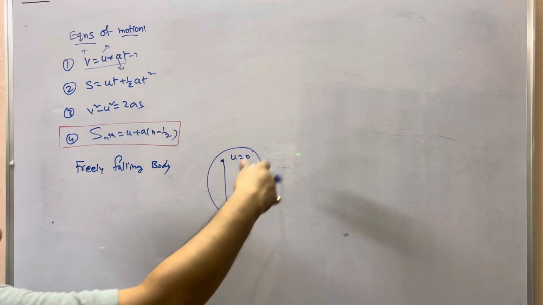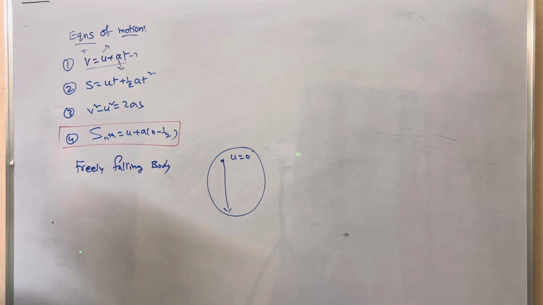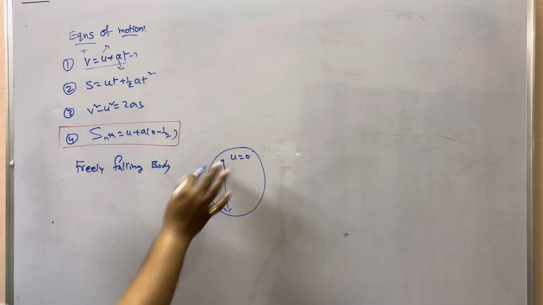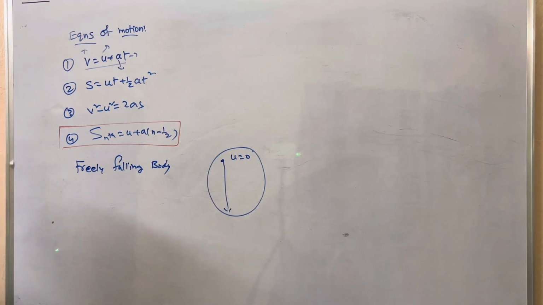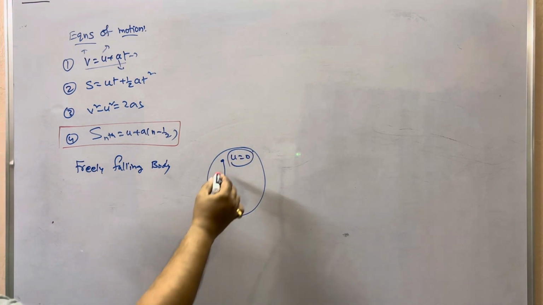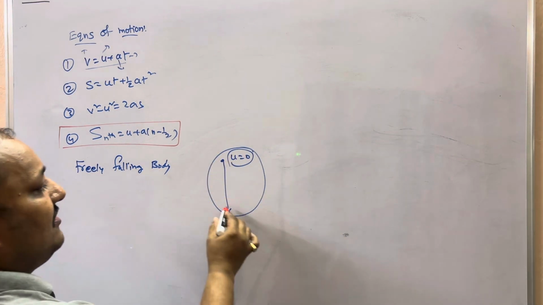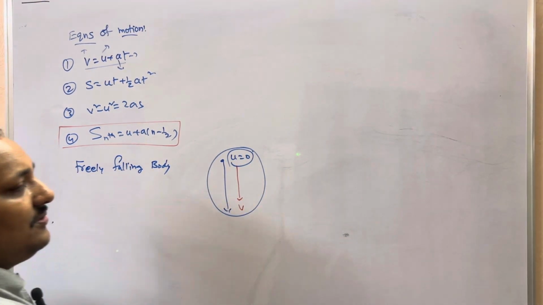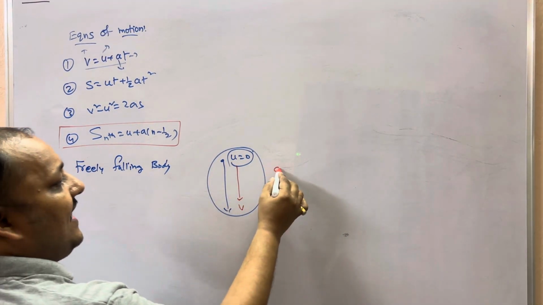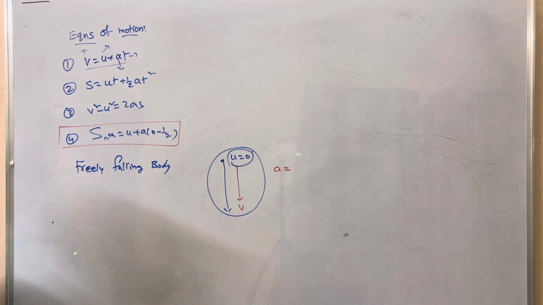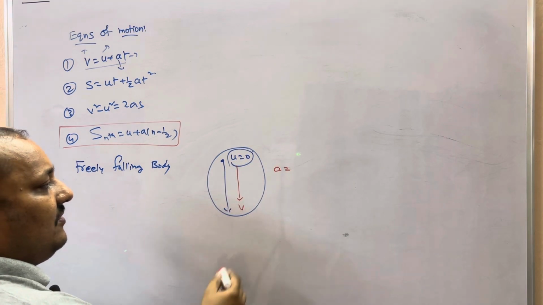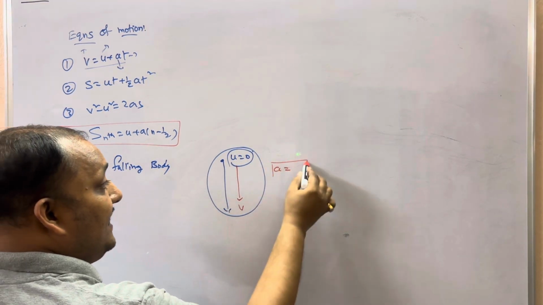If you are jumping from the top of a building, you come under freely falling body. If you drop any object from a moving vehicle, that is also called a freely falling body. Initial velocity is going to become 0. Whenever you drop it, it comes downwards and its velocity increases. Already we defined acceleration as change in velocity with respect to time.